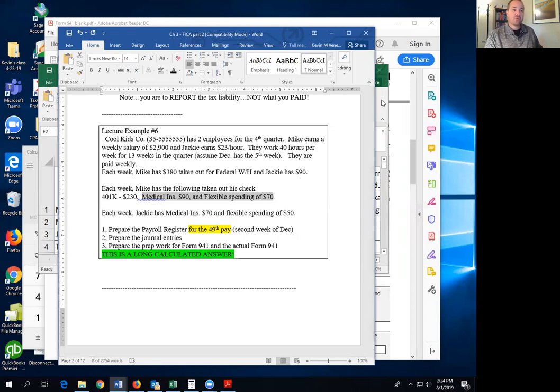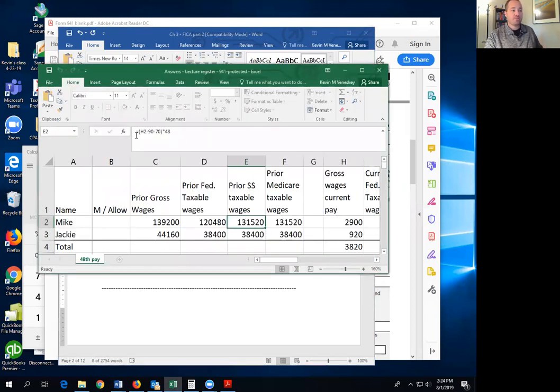So I want to take those off of the 2900. In a sense, I got 2900 minus 90 for the medical premiums, minus 70 for the flexible spending. That will give me a certain amount each week that I have that's taxable. Multiply that by 48, and you'll see where that brings me. And I made it like this where it's really close to the cap.